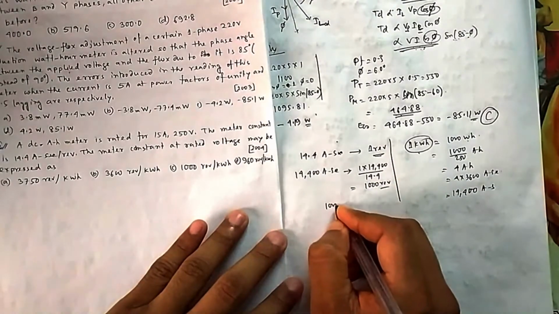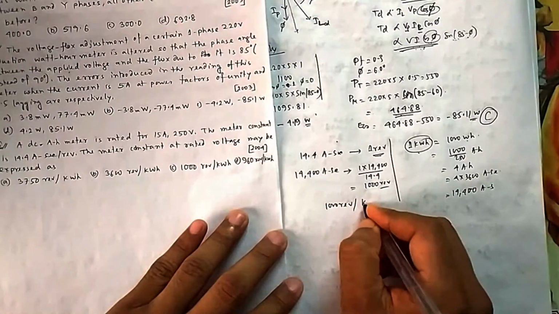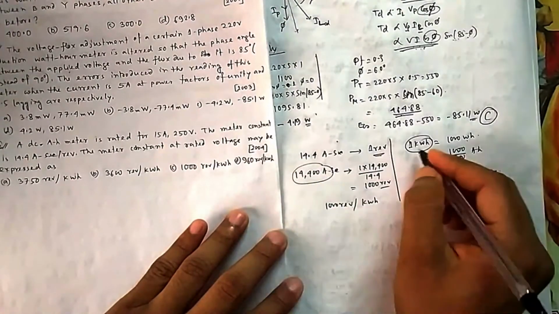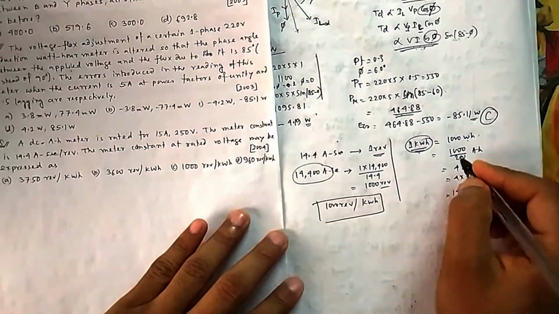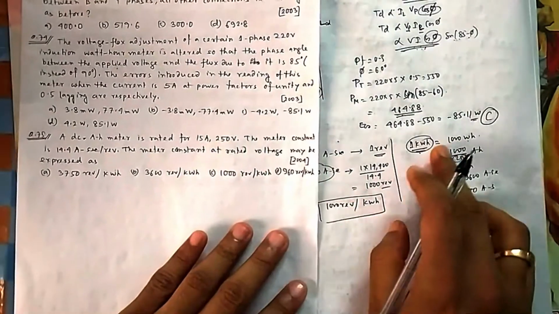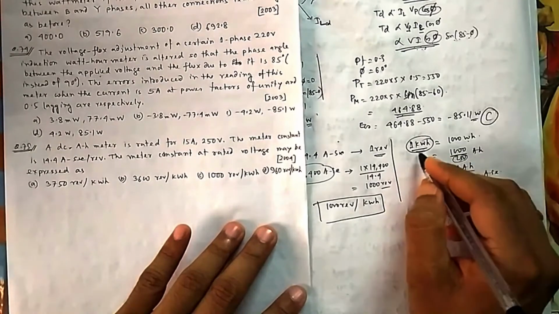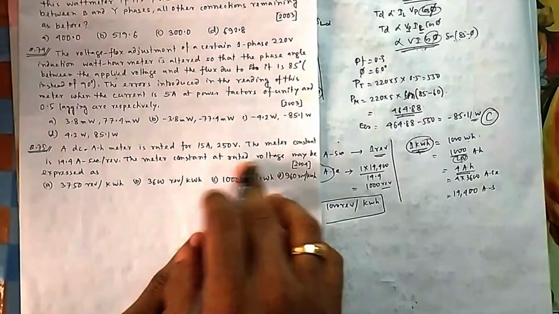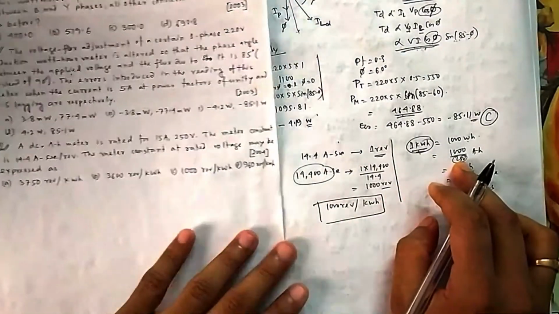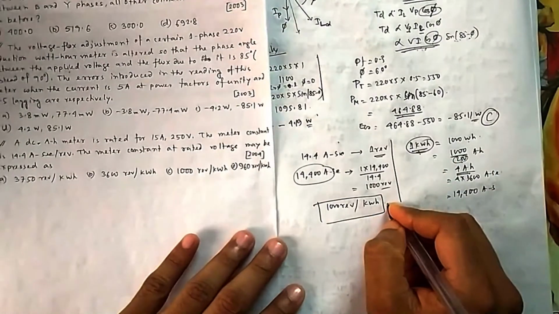That means it is taking 1000 revolutions per kilowatt hour, because we did this from 1 kilowatt hour at this rated voltage. Obviously, if the voltage changes, then the ampere second will not be the same, the ampere hour will not be the same, because it was kilowatt hour. Because you are keeping it at rated voltage, that's why you can divide by 250. So this is your option, that is option C.